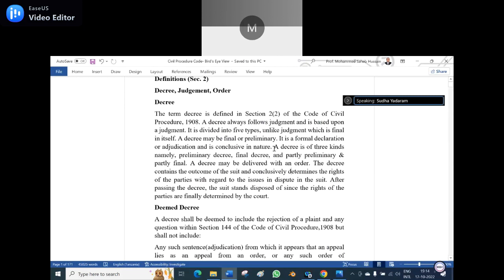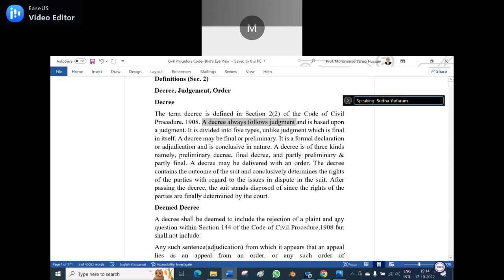See, here I will clearly mention a decree. A decree may be final or preliminary, okay. But here, a decree always follows judgment. Then which is first? Judgment. Then the decree follows. The rights of the parties to the dispute will be delivered in the form of an order.